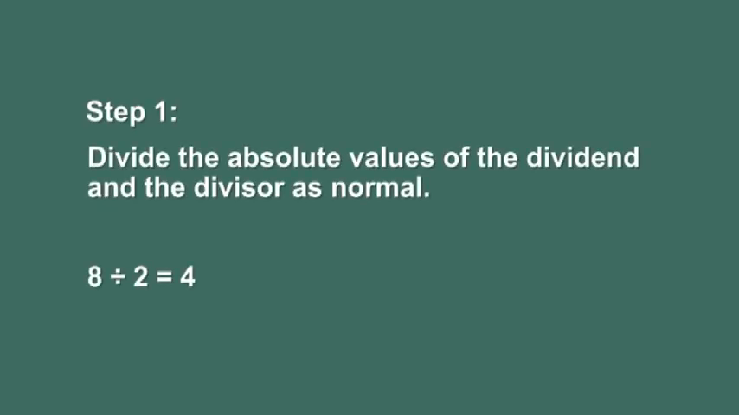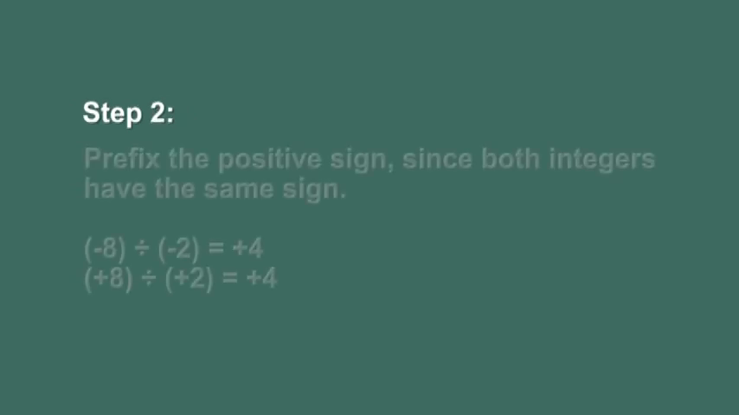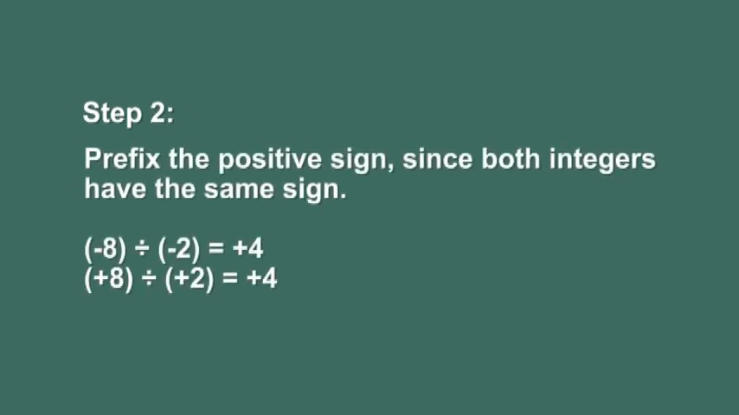Now, let's answer our examples. Step 1, divide the absolute values of the dividend and the divisor as normal. That's 8 divided by 2 equals 4. Step 2, prefix the positive sign since both integers have the same sign. Negative 8 divided by negative 2 is positive 4. Positive 8 divided by positive 2 is also positive 4.